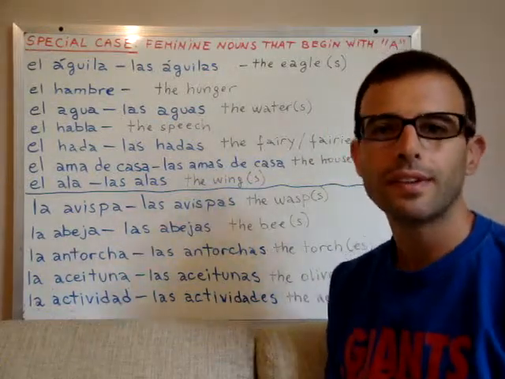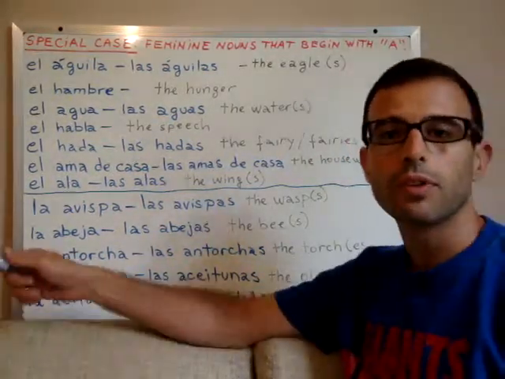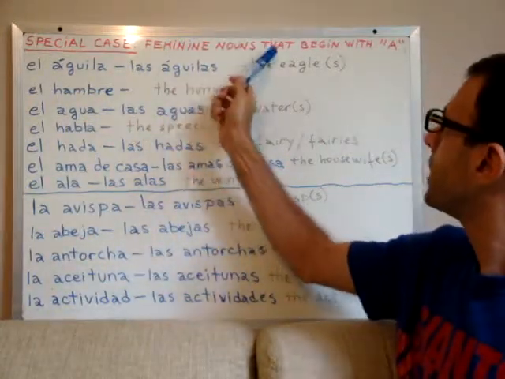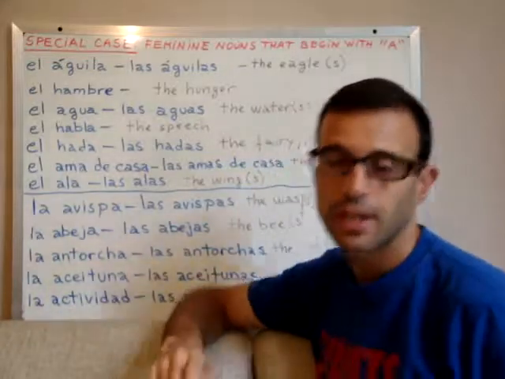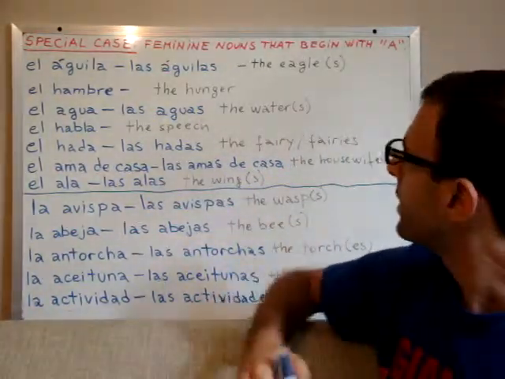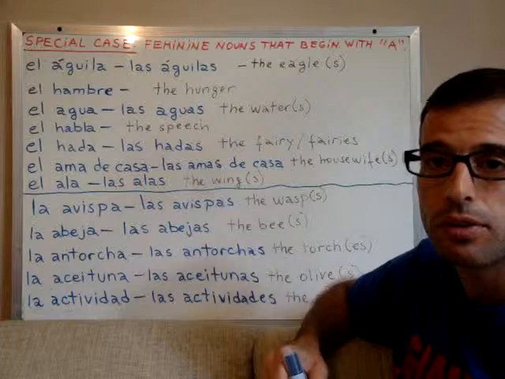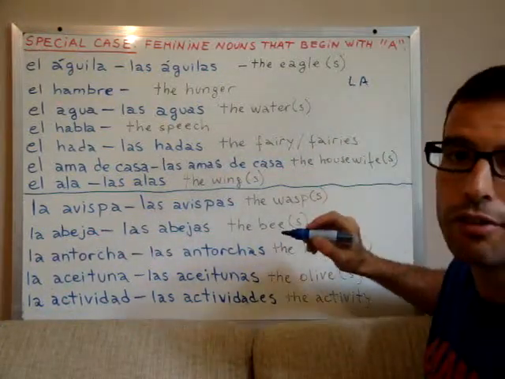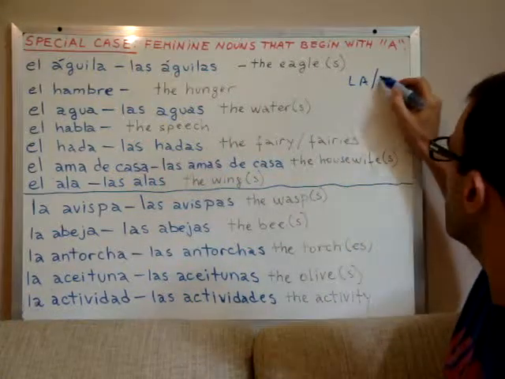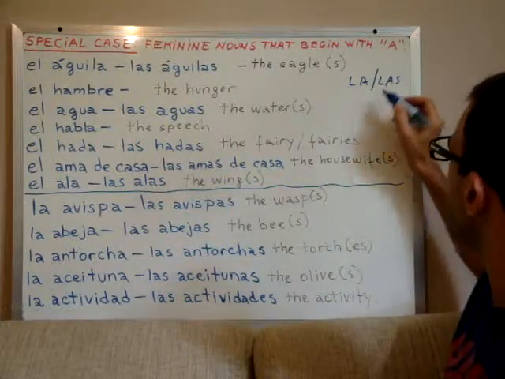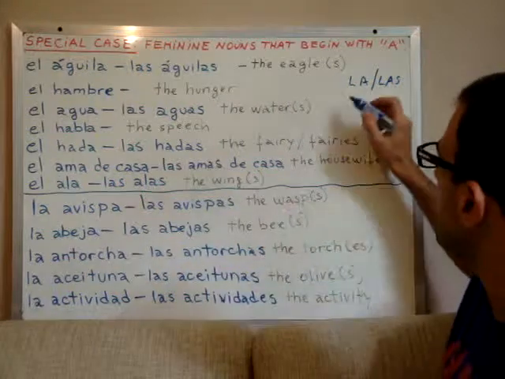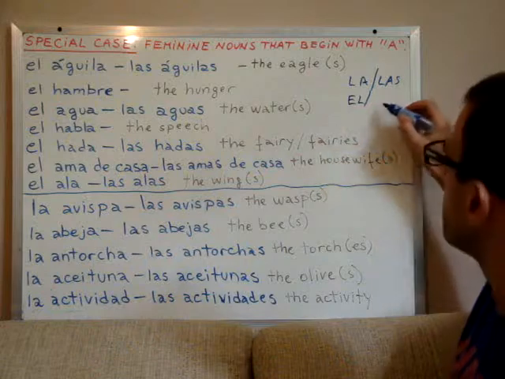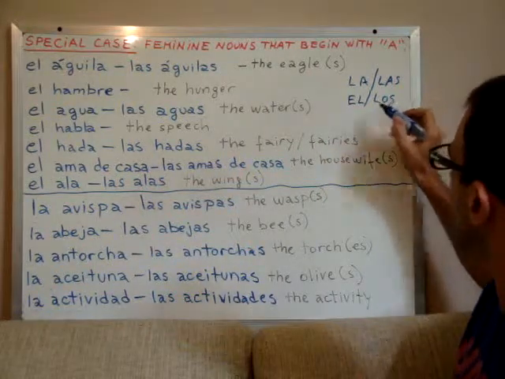I want to dedicate this lesson to speak about the special case of the feminine nouns that begin with an A. We know that the feminine singular article is la. The feminine plural article is las, and the masculine singular article is el, and the masculine plural article is los.